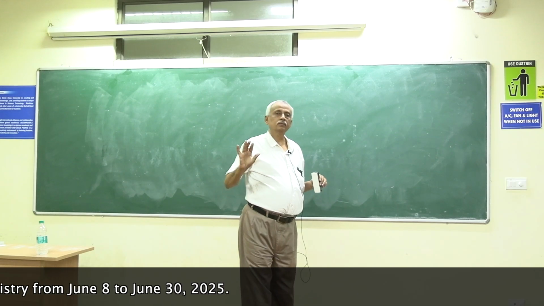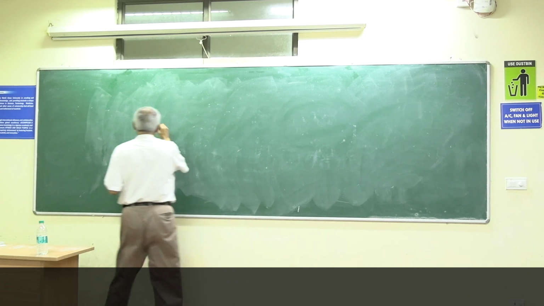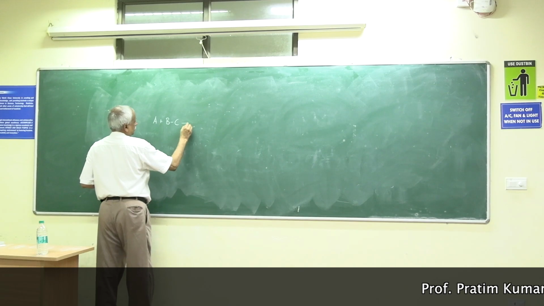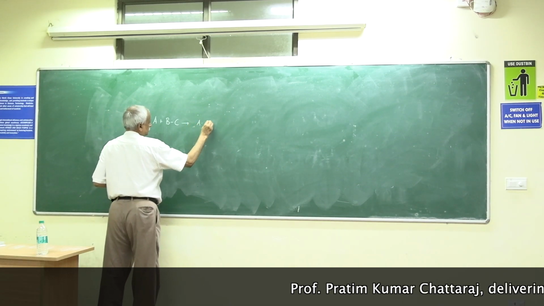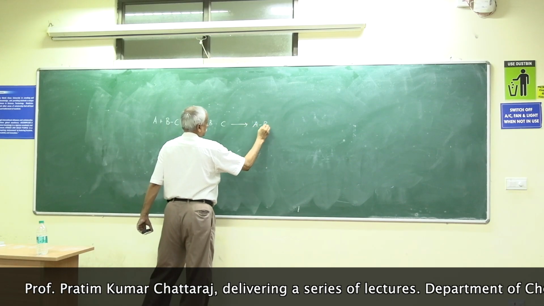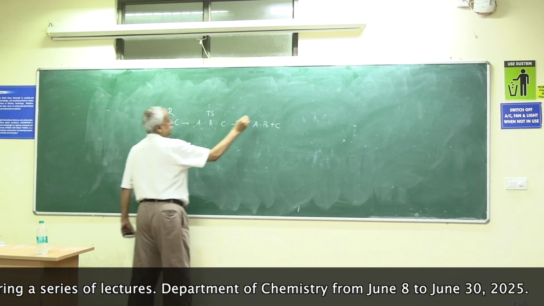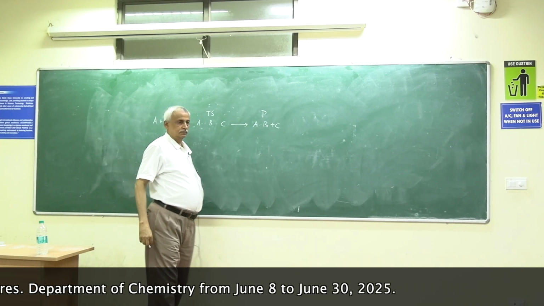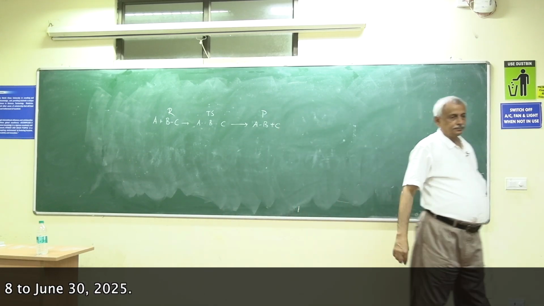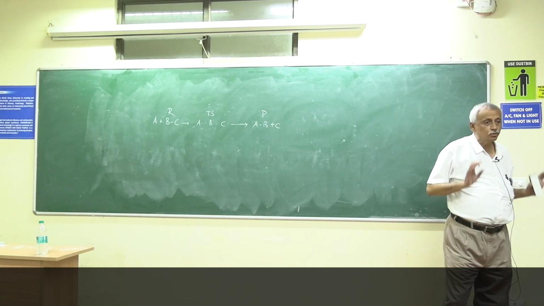Suppose you have a chemical reaction, say A plus BC. This is your transition state, this is your reactant, this is your product. I can define it this way.